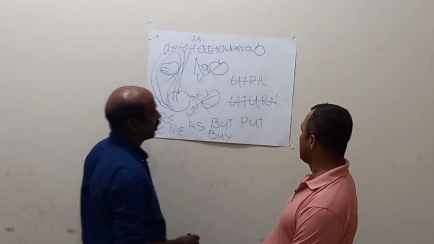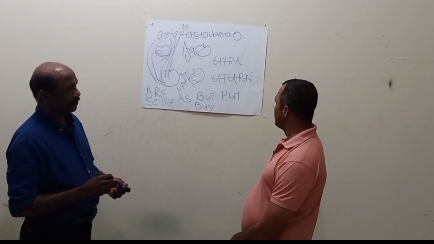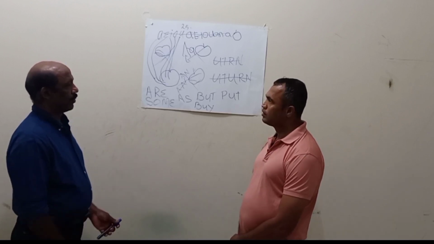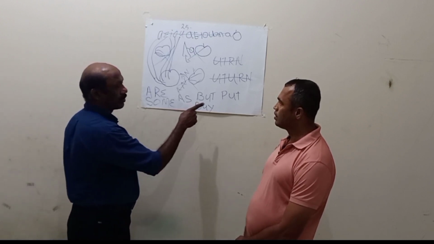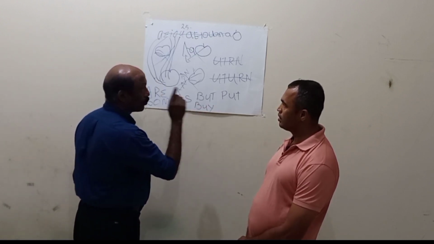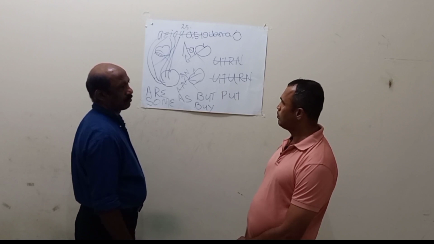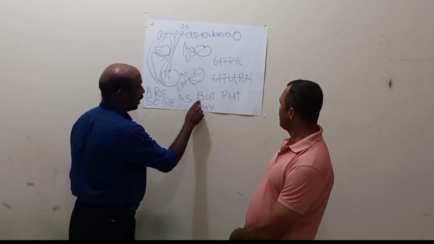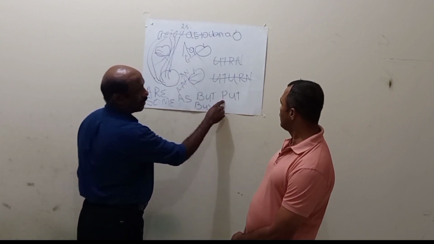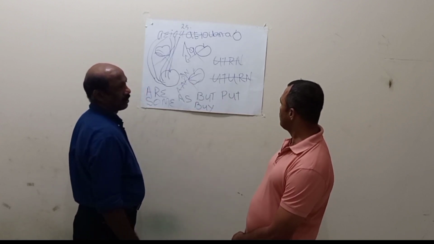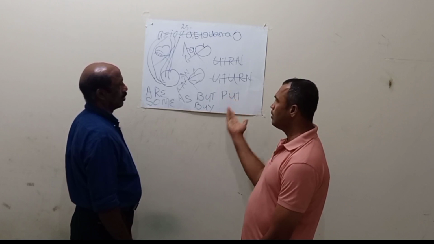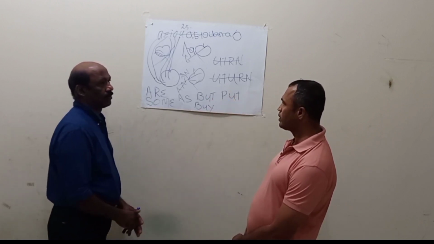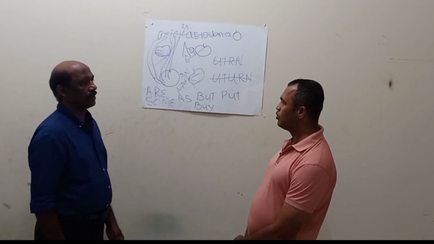P-U-T. What is this? But. My friend, this is not but. This is put. Why this B-U-T but, P-U-T put? B, P. B-U-T but. P-U-T put. Put.